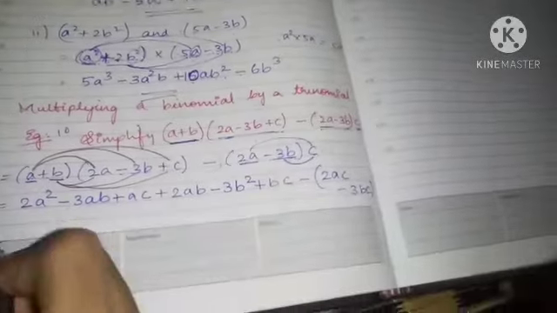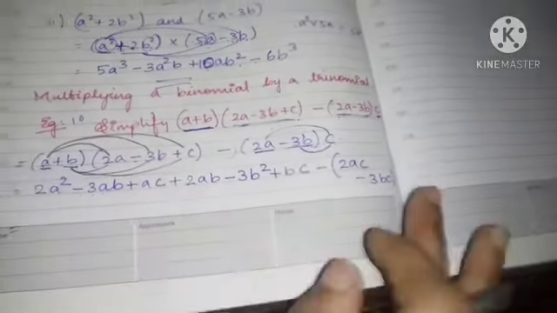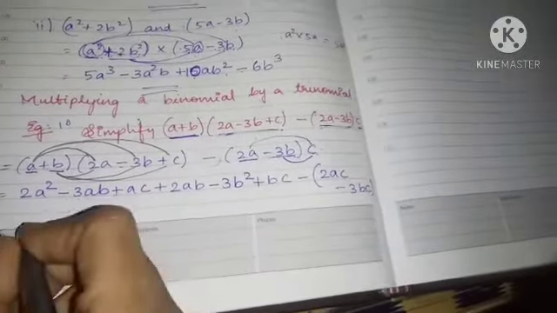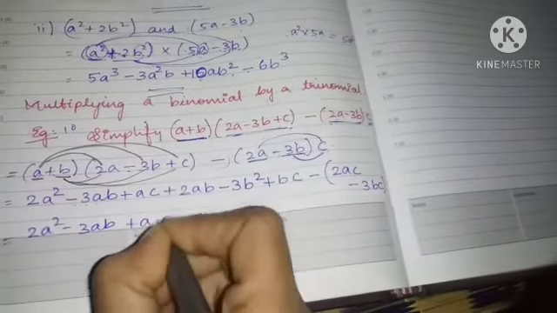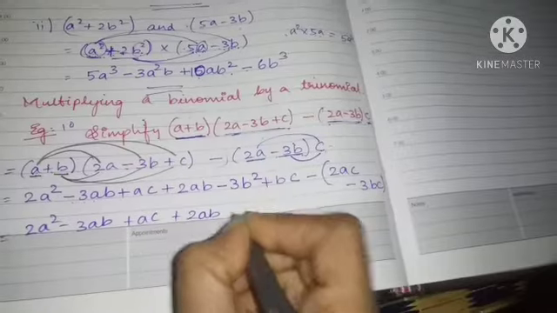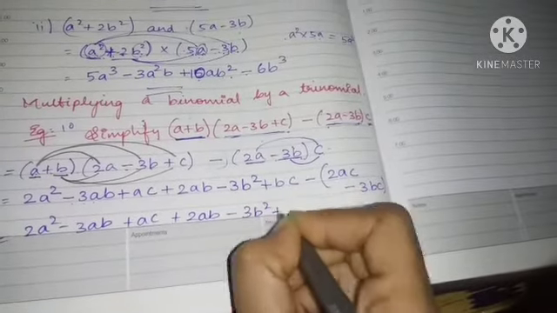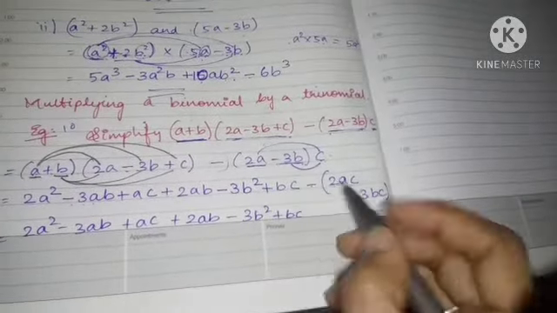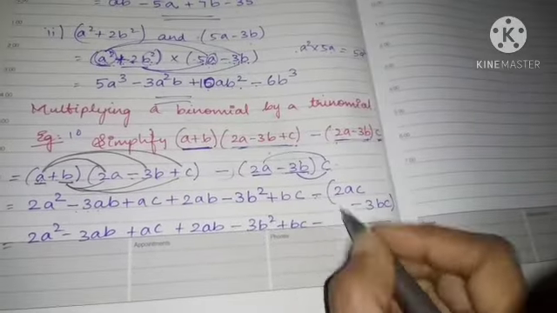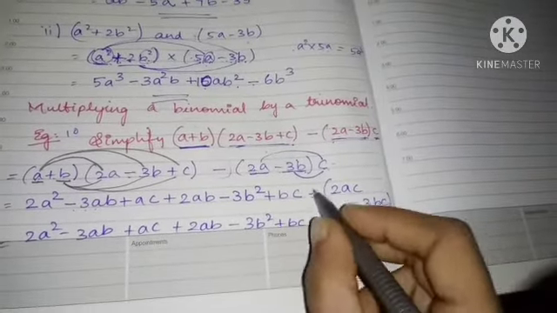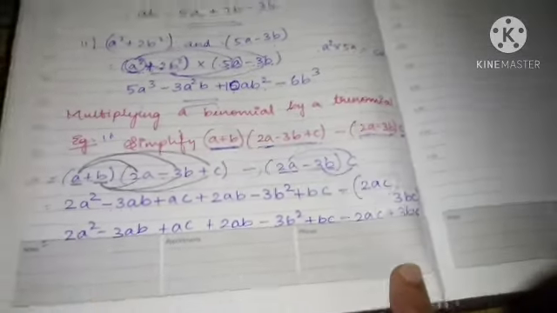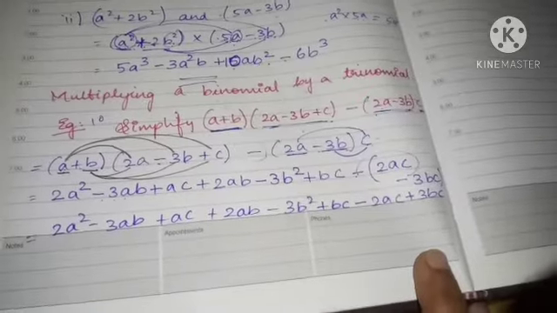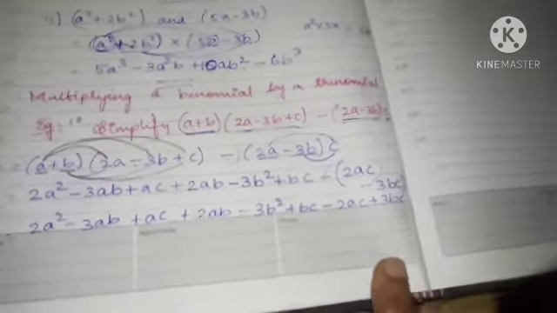Now, actually, simplification means what? There should not be any brackets. 2a square minus 3ab plus ac plus 2ab minus 3b square plus bc, minus into minus 2ac, minus into minus plus 3bc. Now every bracket is gone, right? Next what we have to do? We have to arrange the like terms together.